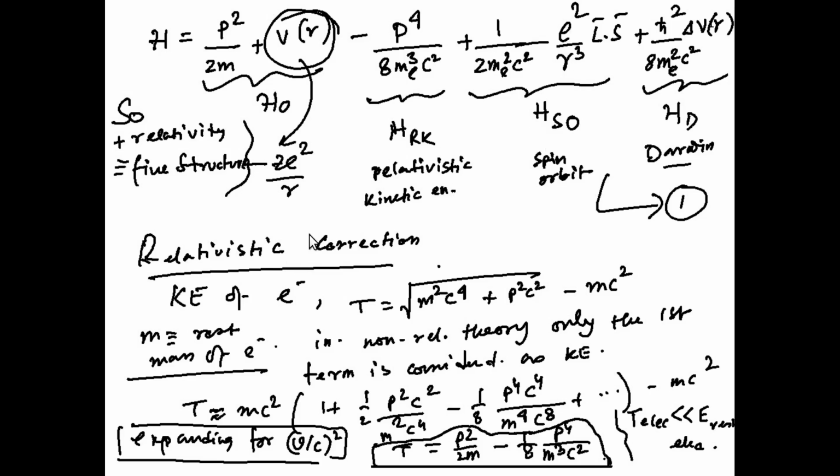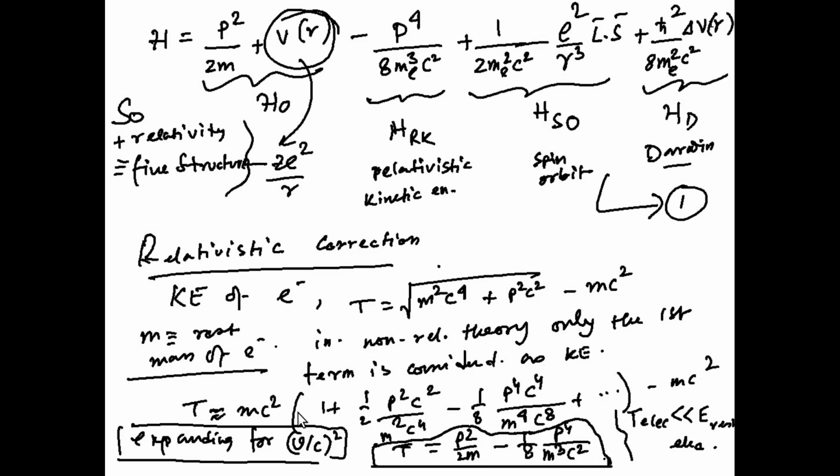So what is the first term? It is basically the relativistic correction of the kinetic energy of the electron, which is given by the square root of m squared c to the 4 plus p squared c squared, minus mc squared, where m is the rest mass of the electron and mc squared is the rest energy. In the non-relativistic theory, of course, you take only the first part, and in the relativistic theory you take the full thing.